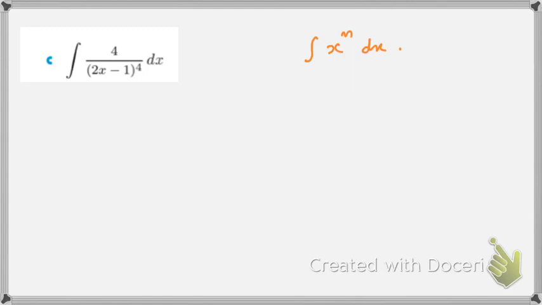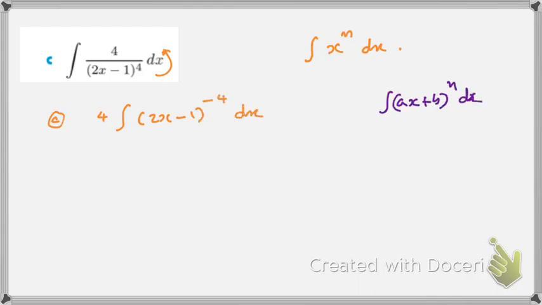Integral of 4 by 2x minus 1 the whole raised to 4 dx. It does not look like integral of x raised to n dx. So I need to first change this into that format. For that, I take 2x minus 1 into the numerator. And 4 is a coefficient. I could keep it outside the integral. So this is what we get.